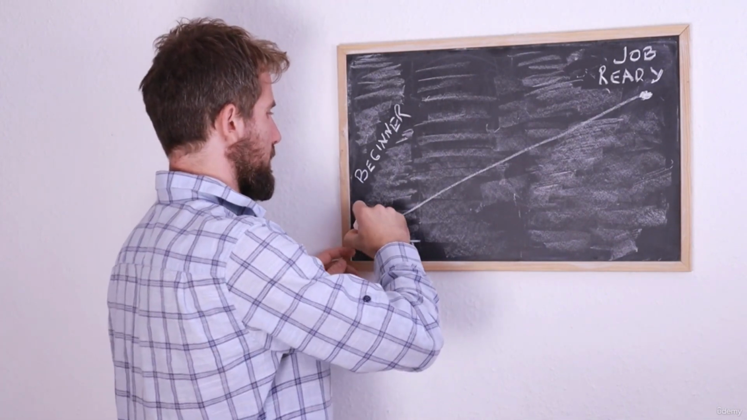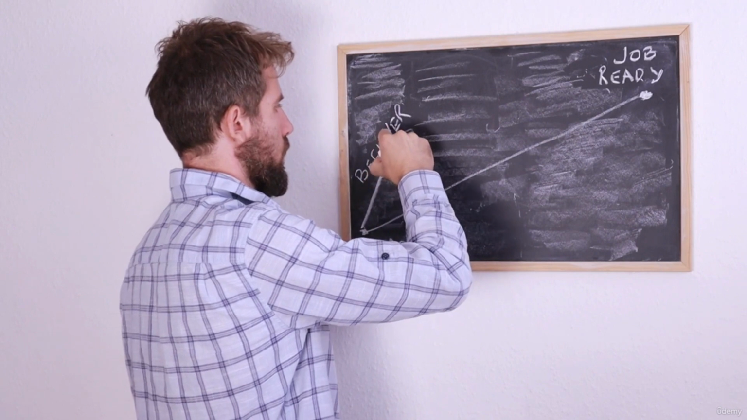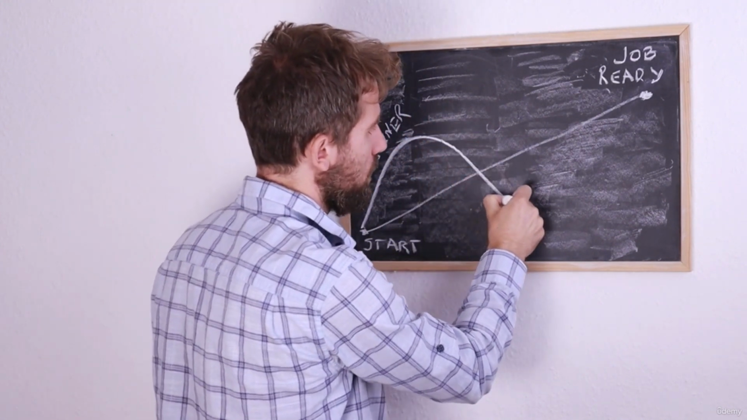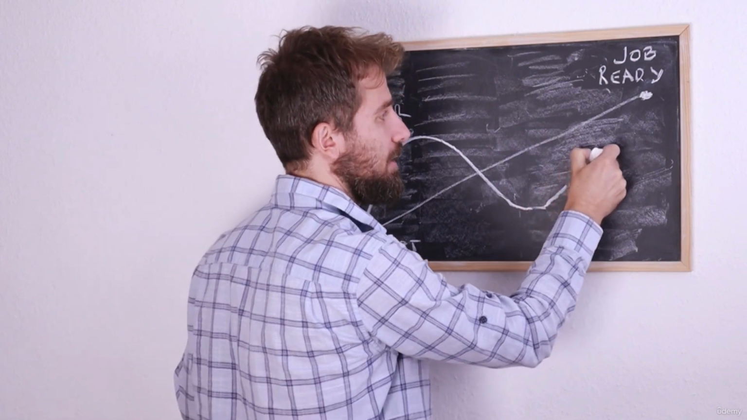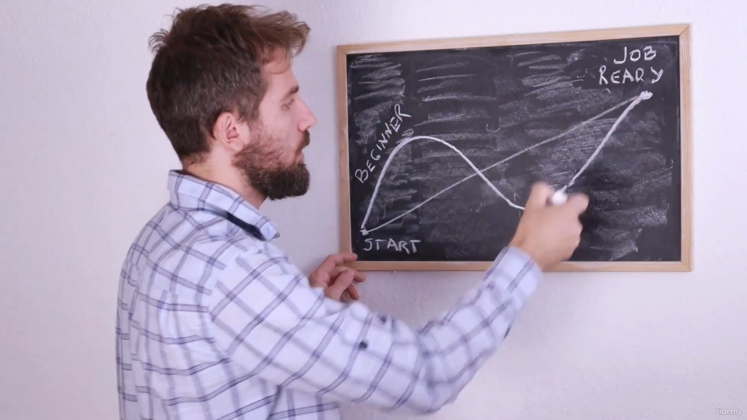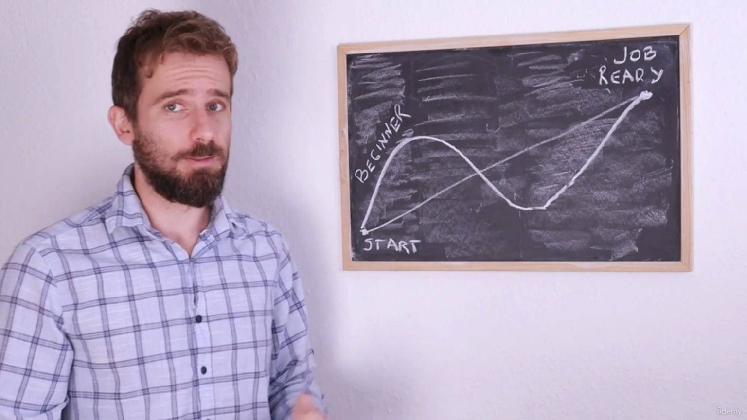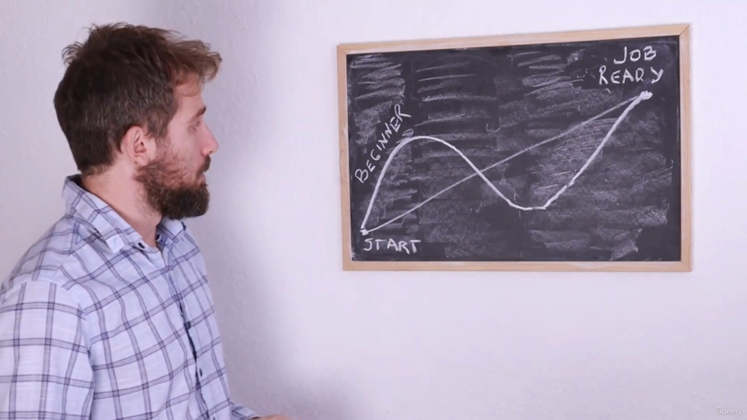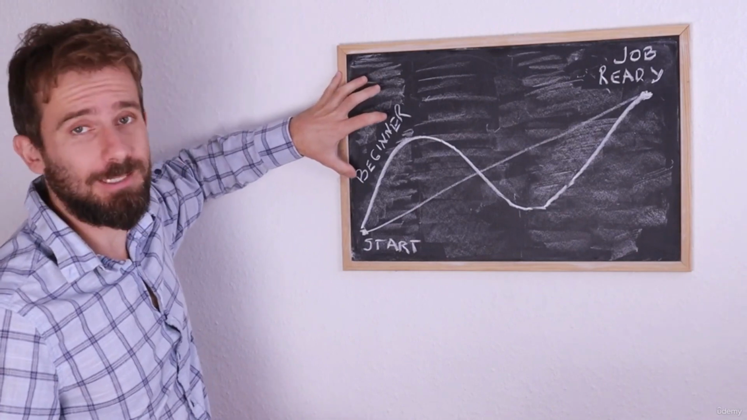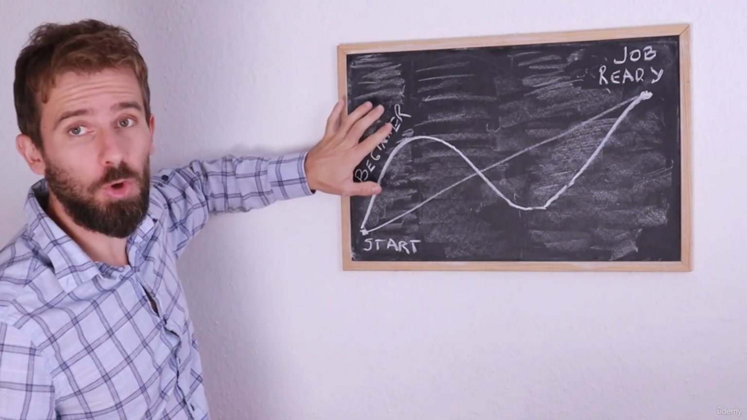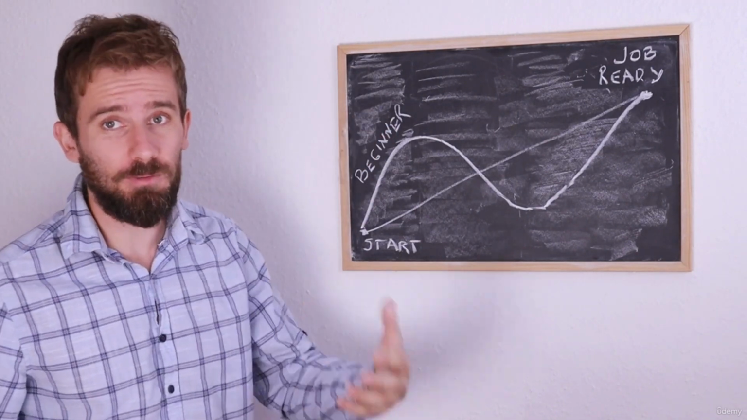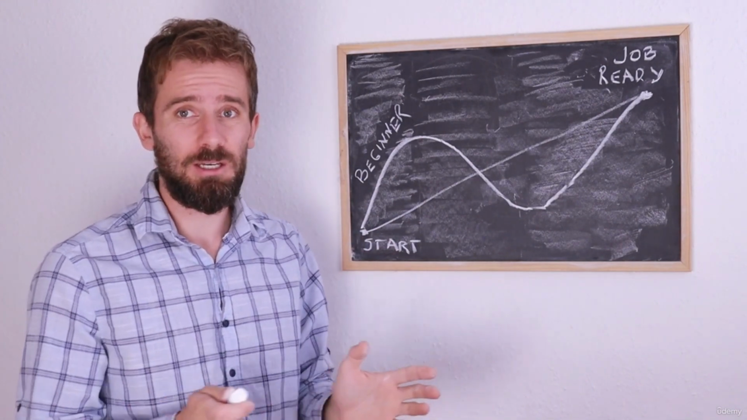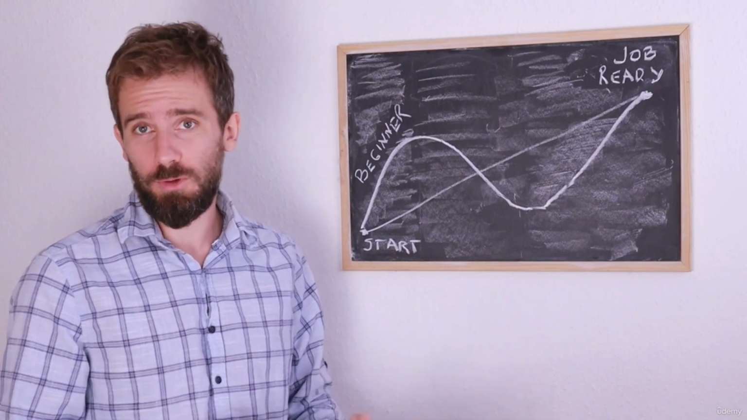It actually goes like this. Up to here, then it goes down, and then it goes up again. So why is this? Well, I'll explain why in this video. So this is the beginner's phase, and the curve going up indicates your confidence. So you feel very confident when you're learning the basics of a programming language.